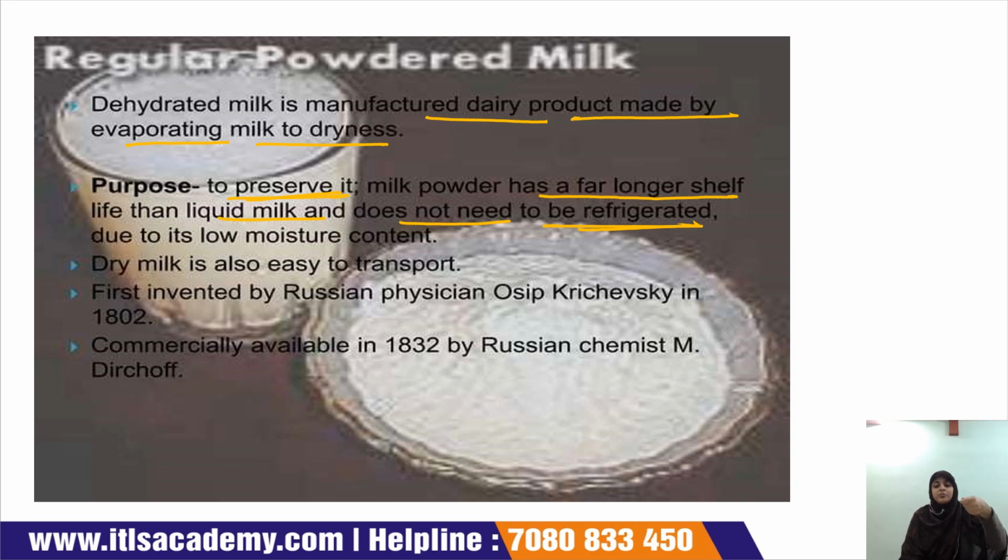You just take one spoon, put it into water, and your milk is ready, due to its low moisture content, as I already told you. What do we do in dehydrated milk? We remove the moisture content. When we remove the moisture content, ultimately the shelf life of the milk increases, and dry milk is easy to transport.